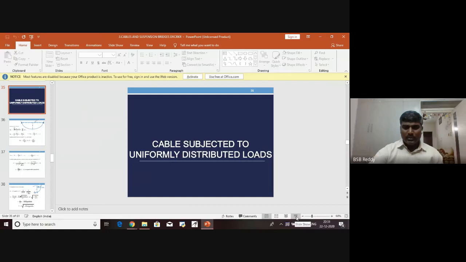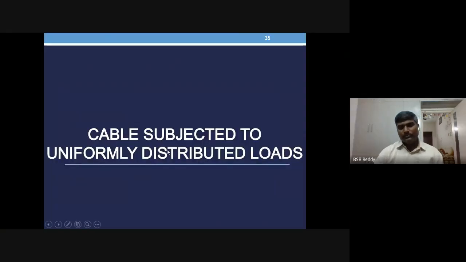So, till the last session, we have discussed the cables subjected to point loads. Okay, so now let's move on to the cable subjected to uniformly distributed loads.